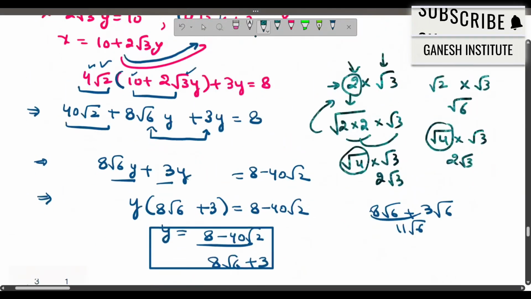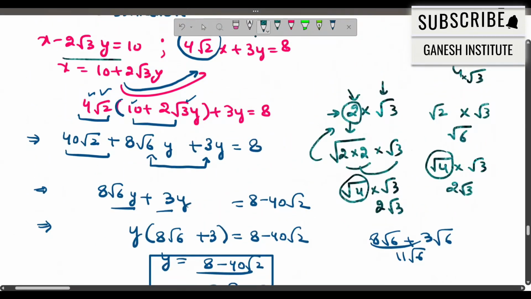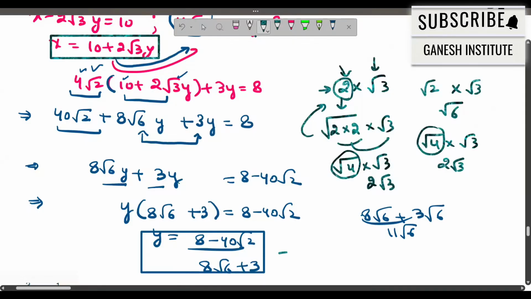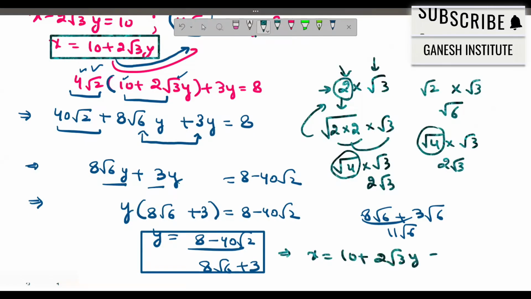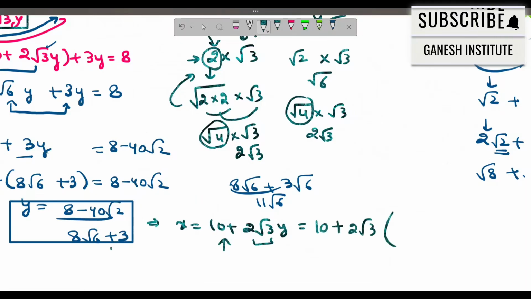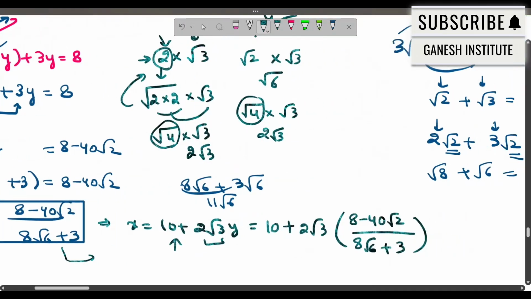Now, this is why I have to substitute in place of x, right? I mean, substitute in place of y in order to get x. So, x is 10 plus 2 root 3 y. Now, I'm substituting the y value, which is making it more complex. See, 10 plus 2 root 3 and y is here. So, it is 8 minus 40 root 2 over 8 root 6 plus 3, right? Yes.